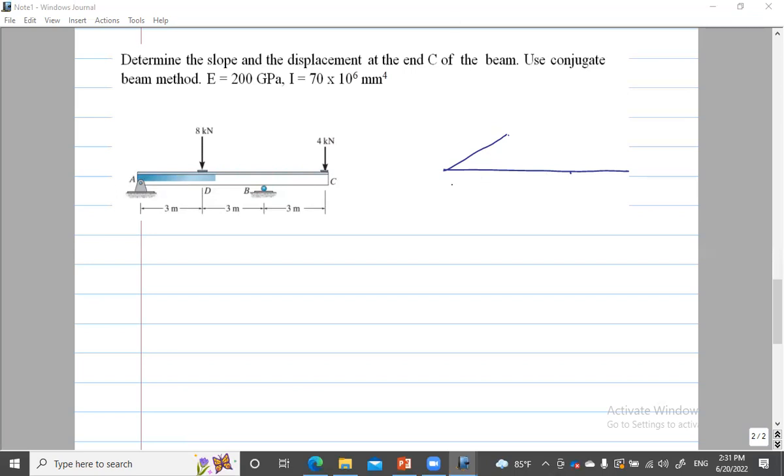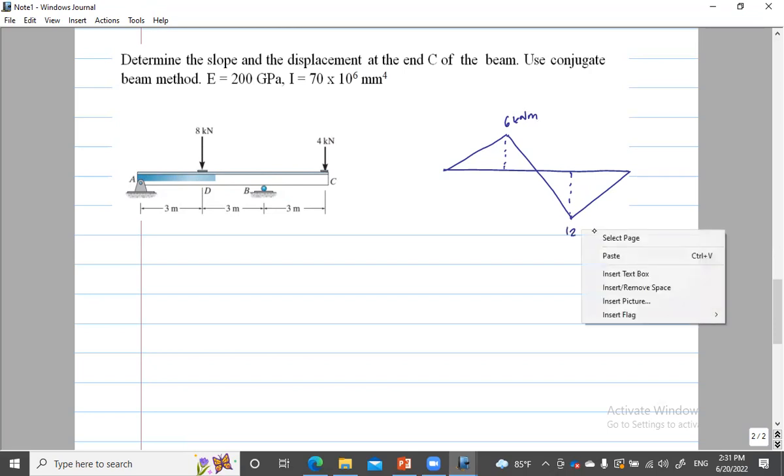So if you plot, I think you might get something like this. Correct? 6 kilonewton meter, 12. Correct? So that is the bending moment diagram for this beam.